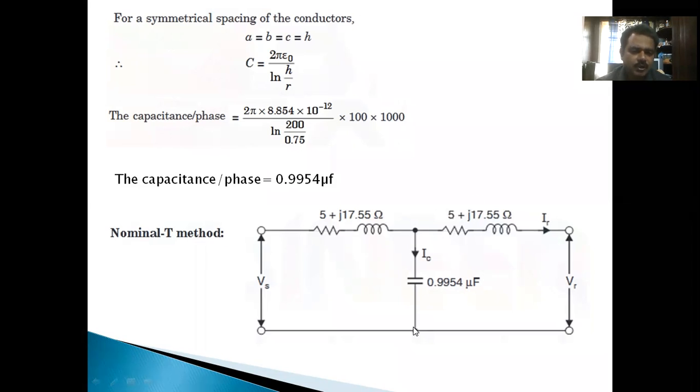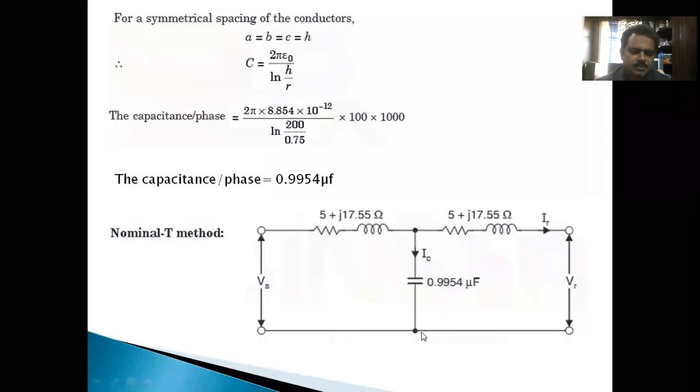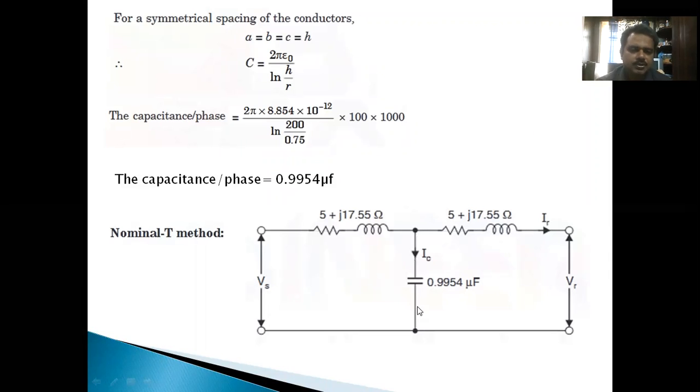Just by applying Kirchhoff's voltage law, you will get the voltage across the capacitance. VC is equal to the drop across this impedance plus the terminal voltage VR. So you will get the total voltage across this capacitance. Once we know this voltage value, divided by the capacitive reactance, you will get the current passing through it. Otherwise, simply voltage multiplied with susceptance gives the current passing through this shunt capacitance.